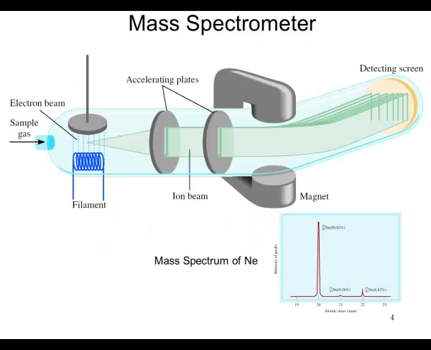The percent abundance of different isotopes is experimentally determined by using a mass spectrometer. Here you see a mass spectrum of neon. There are three isotopes. Neon-20 has an abundance of 90.92%. Neon-21 has an abundance of 0.26%. And neon-22 has an abundance of 8.82%.